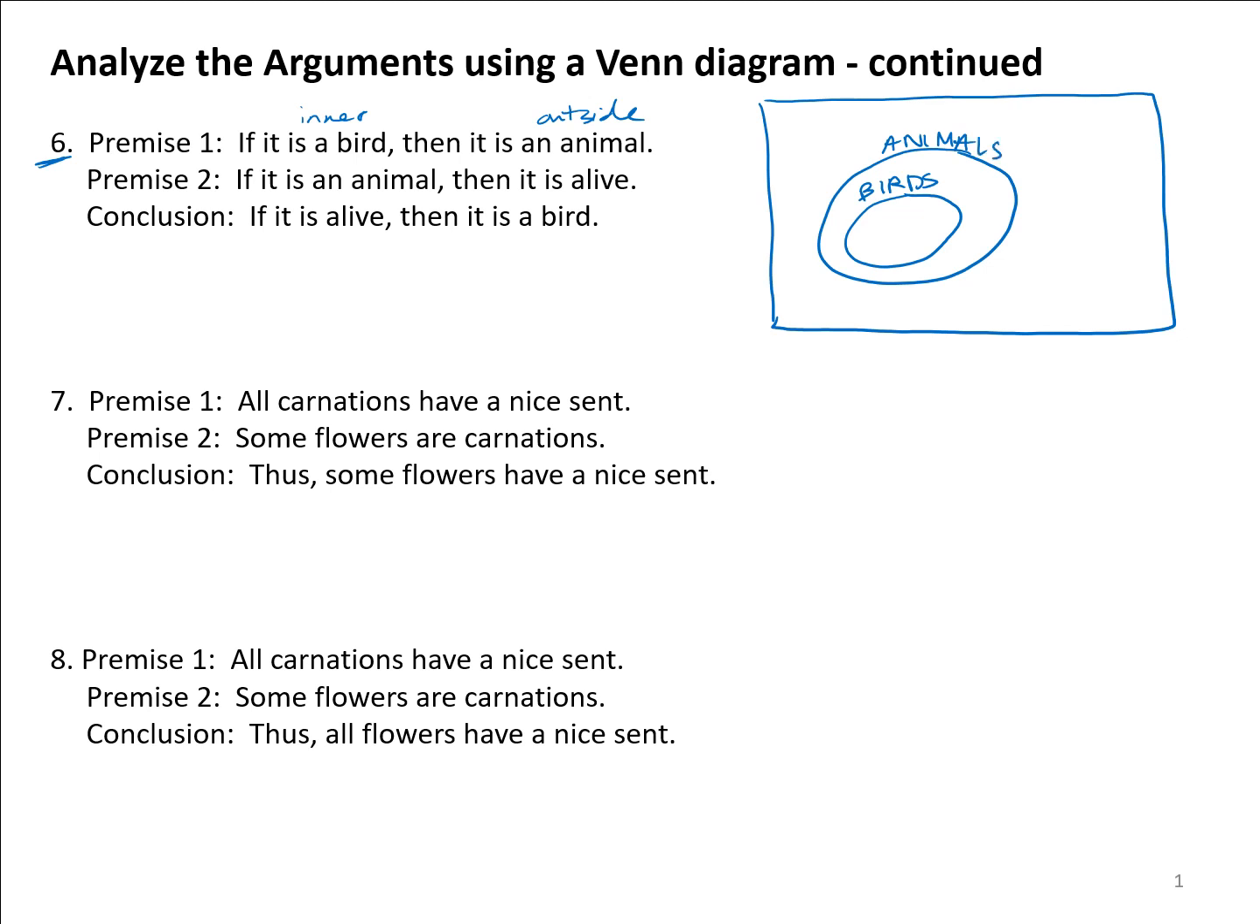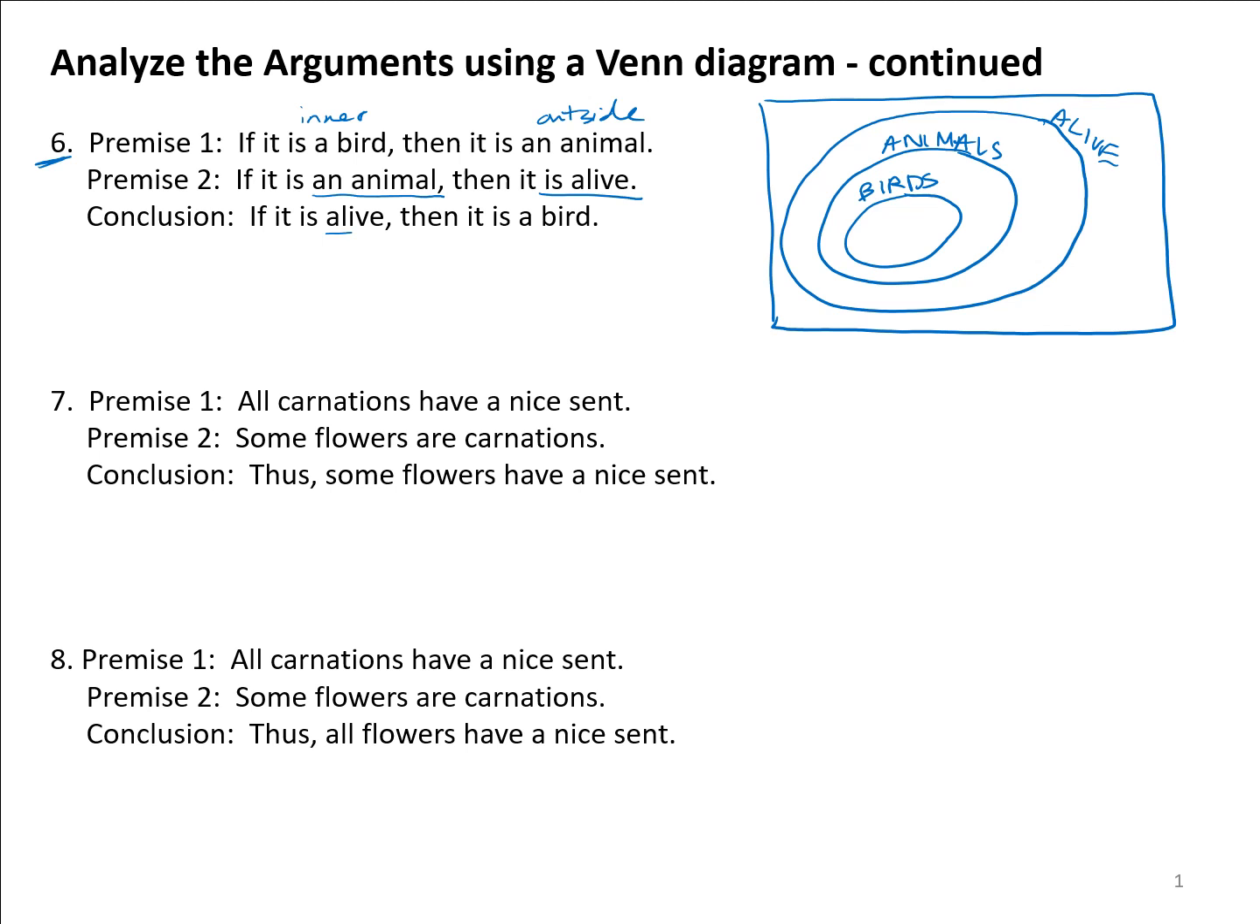The next premise says if it is an animal, then it is alive. So the animal set, which we already have, needs to be inside the alive set. So I need to draw an even bigger circle and label it alive and make it entirely surround the animal set. Now we can look at the conclusion.